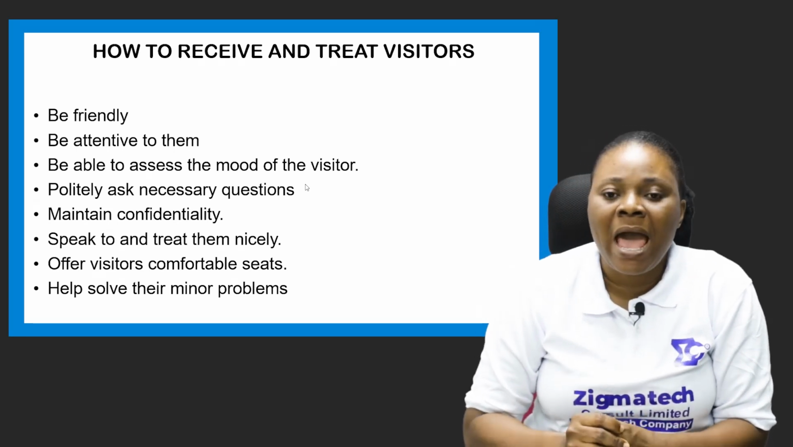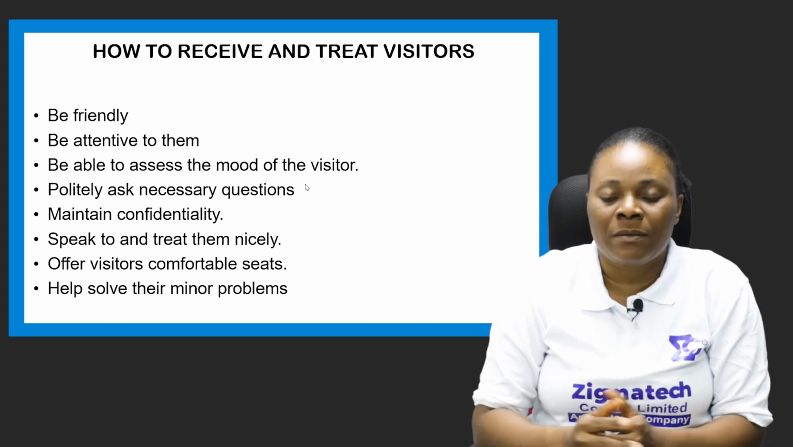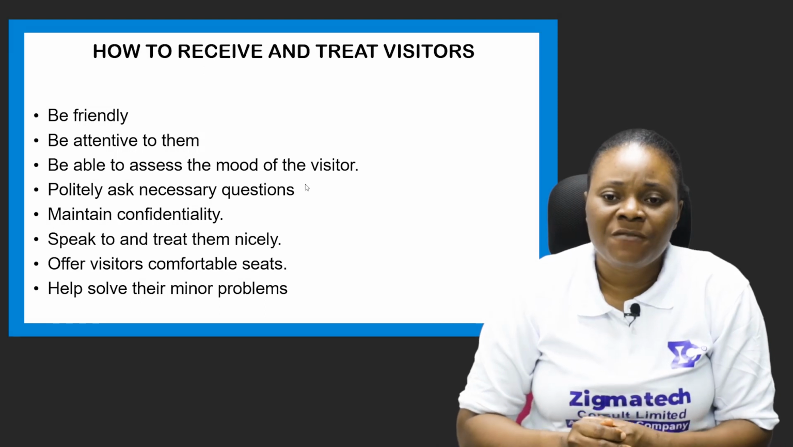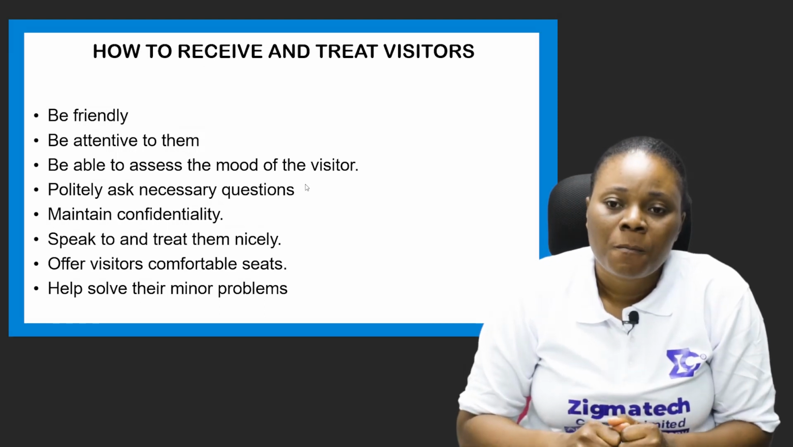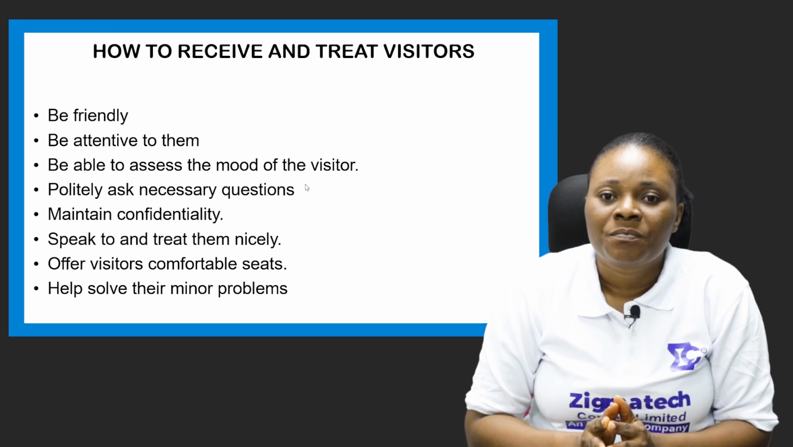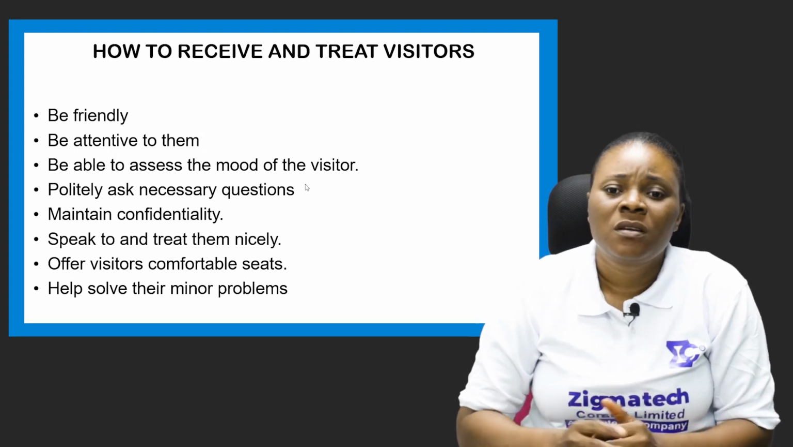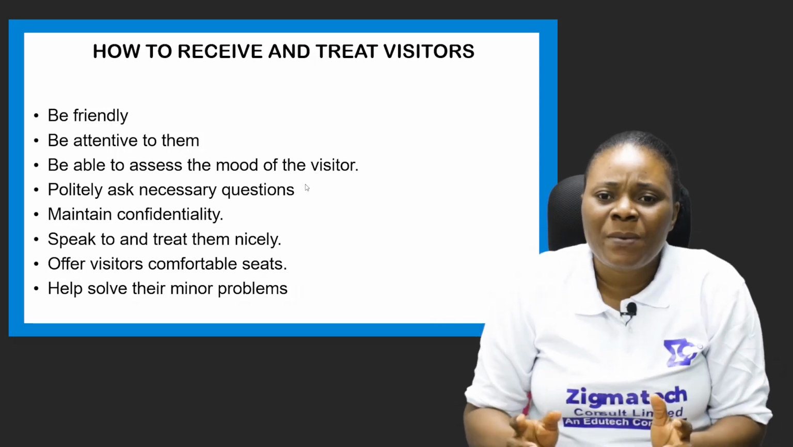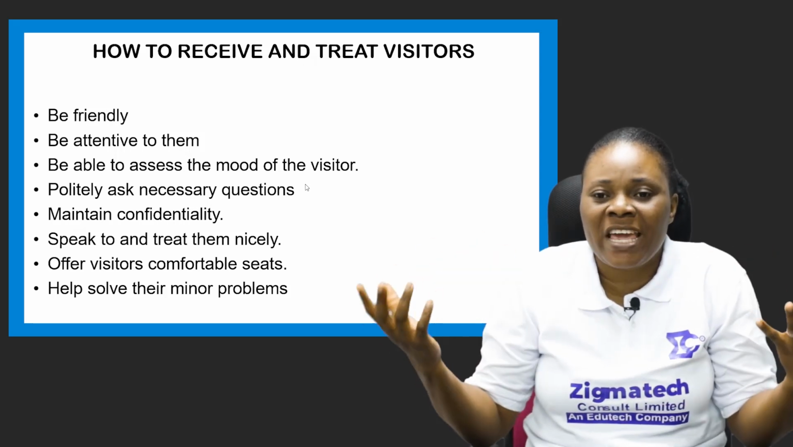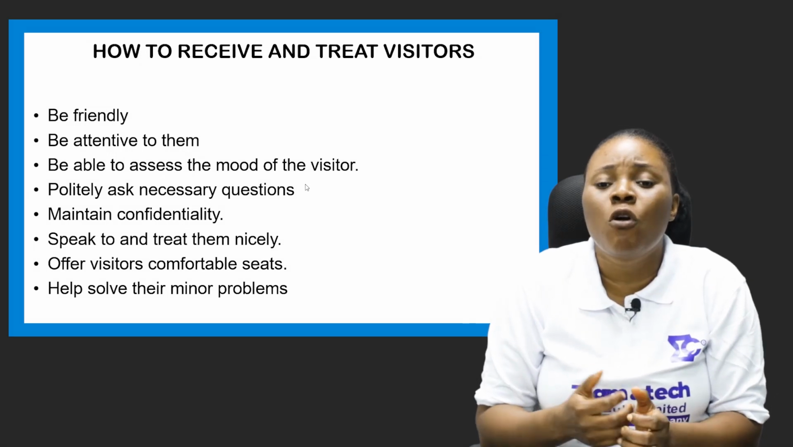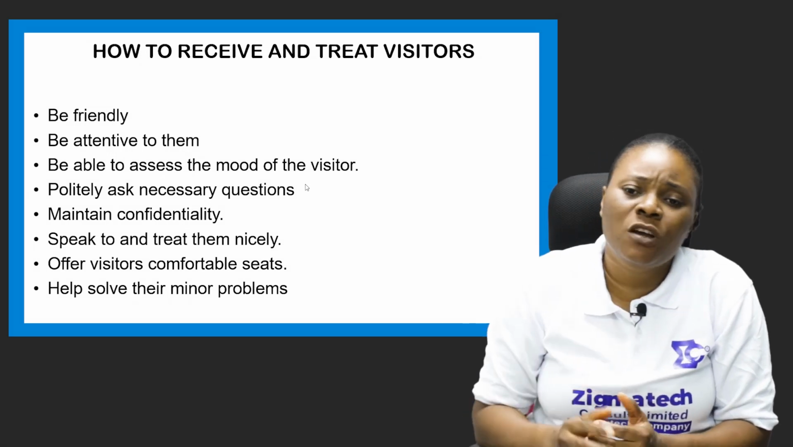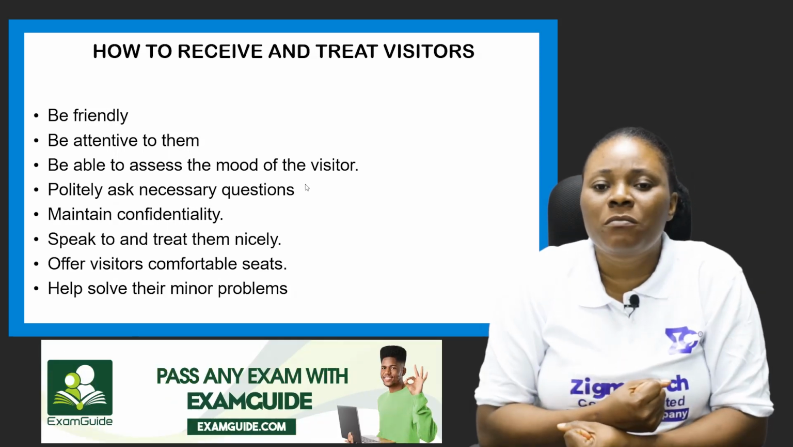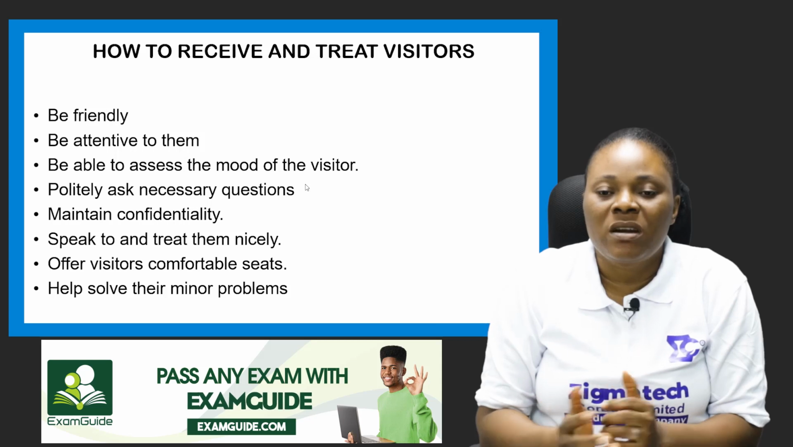Then lastly, help solve their minor problems. What are these minor problems? If, for example, a visitor has come into your organization from rain and the person is soaked, you can assist by taking off the person's jacket and making the person feel warm. You can help by giving such a visitor warm water to drink. This makes them feel more comfortable in your organization.